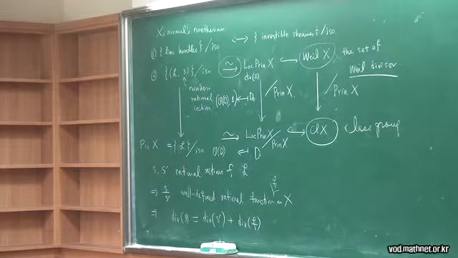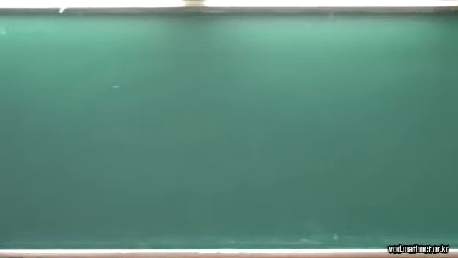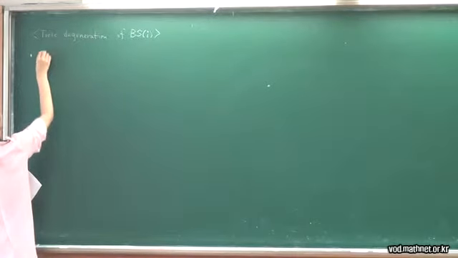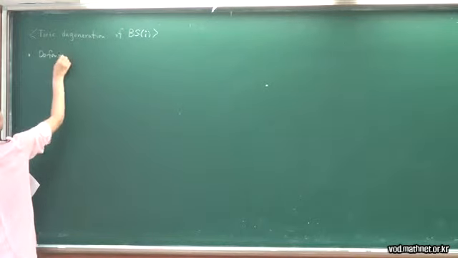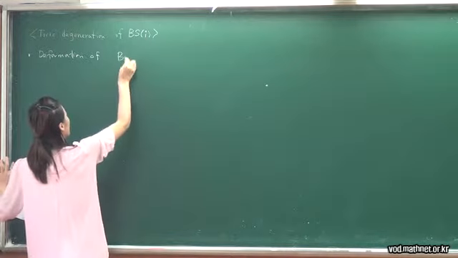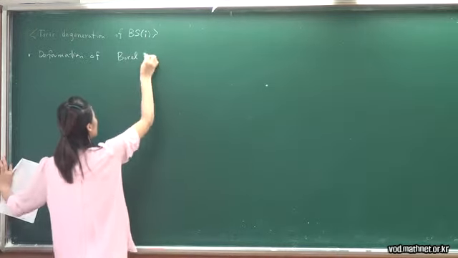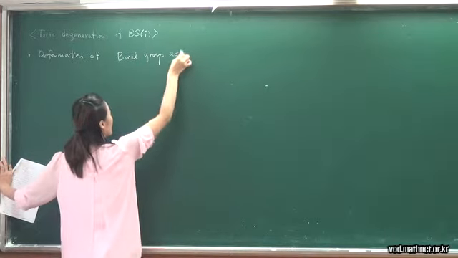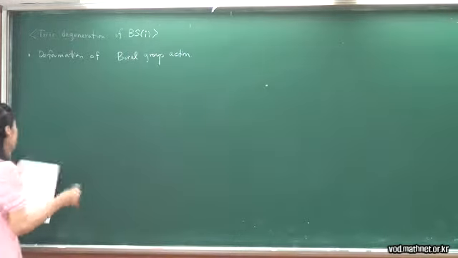Okay, let's do the toric degeneration of the Bott-Samelson variety. So this toric degeneration is actually coming from a certain deformation of the Borel group action. So what I mean by this.